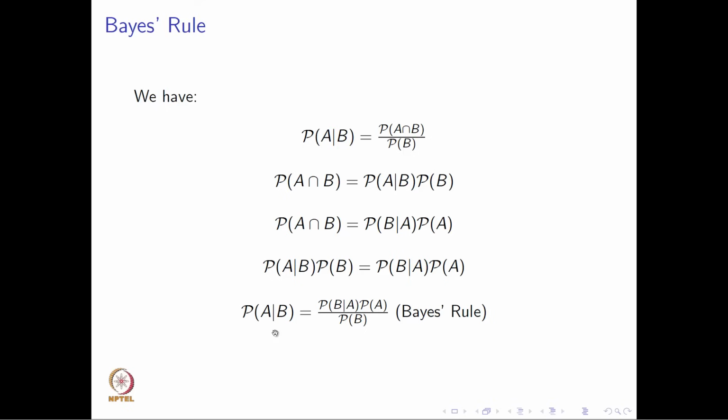Note that what it essentially says is, if I want to find the probability of A given that B happened, I can use the information of probability of B given A along with the knowledge of probability of A and probability of B to get this value. As we will see, this is a very important formula.